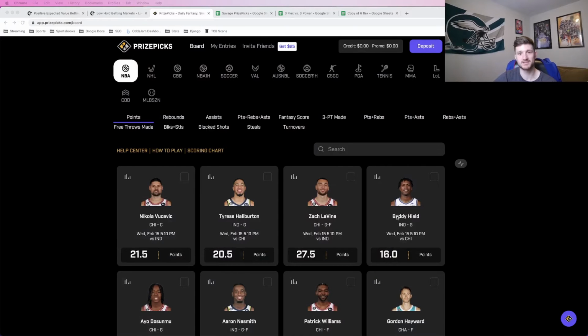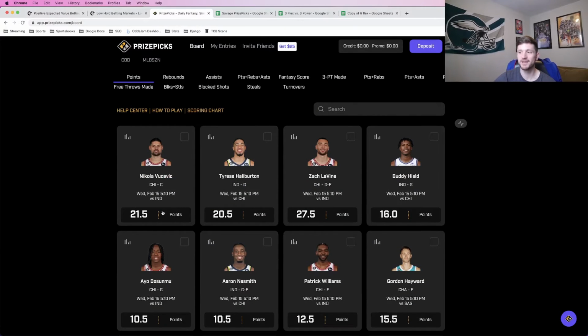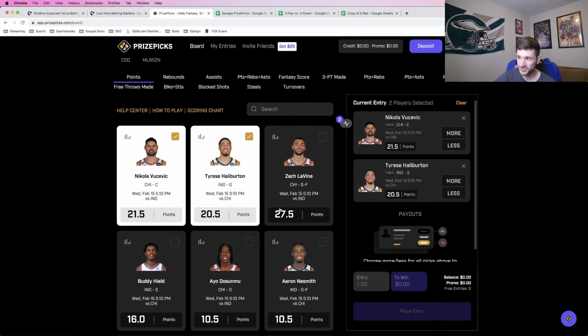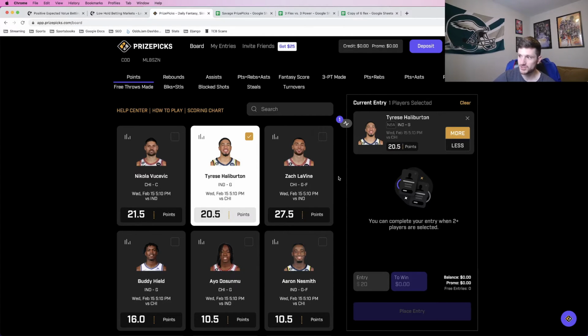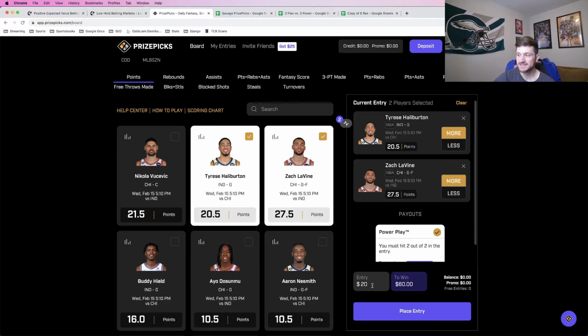So I have PrizePicks up on the screen here. I'm just going to pick two random players, Vooch and Halliburton, to go over their point total. $20 to win 60, which means that I'm profiting $40. So whenever you see the payout with PrizePicks, they're including your initial risk. So in this case, I'm profiting $40, which means I'm doubling my money. All right, let's replace Vooch with Zach LaVine. Take his over. Same thing. 20 to get a payout of 60 to profit $40.